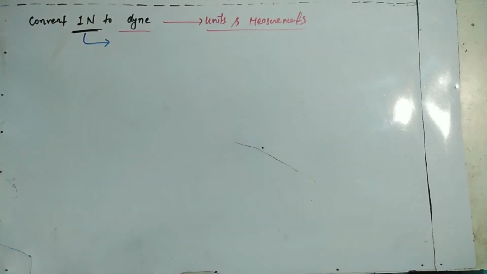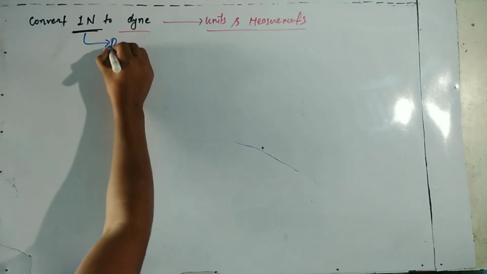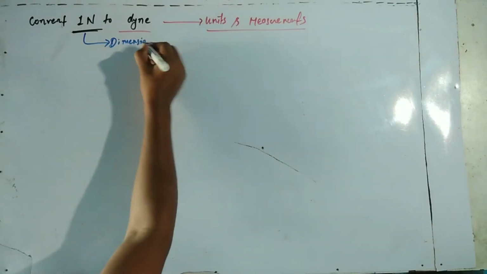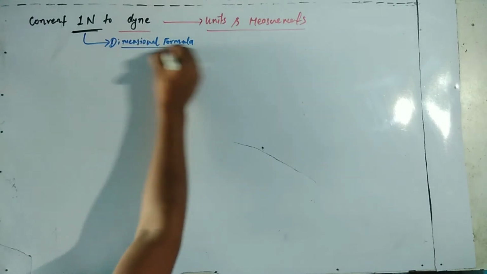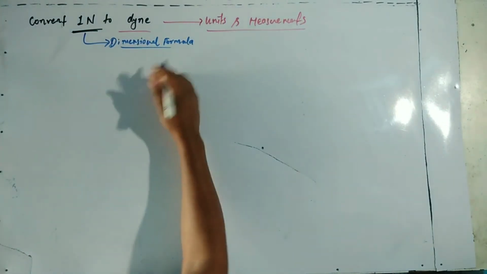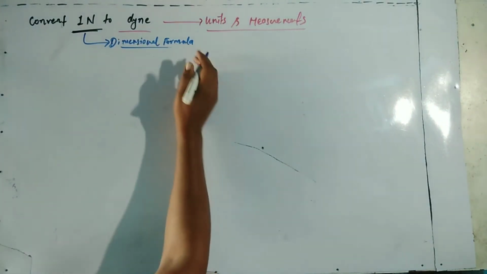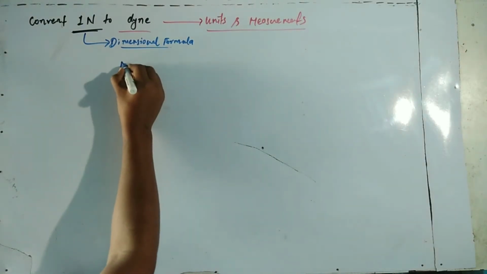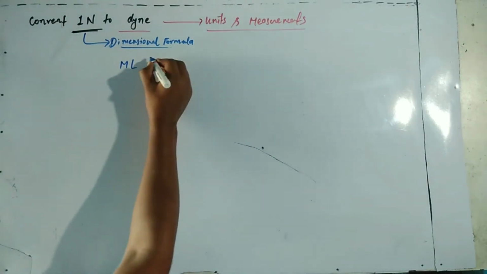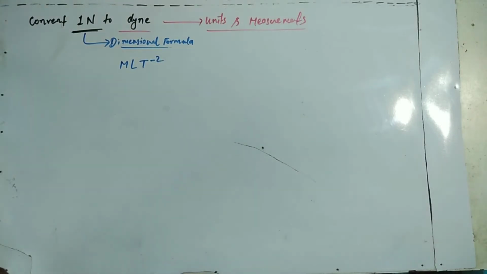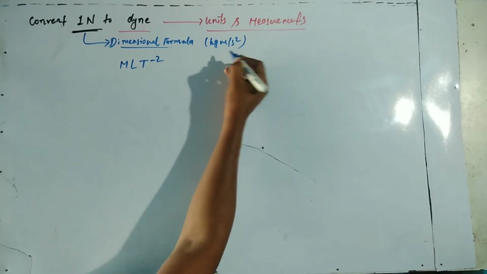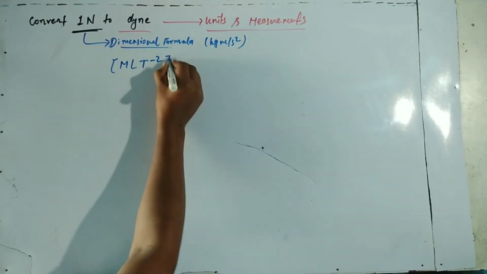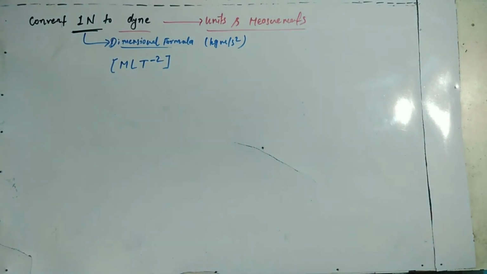Take 1 Newton. So 1 Newton is equal to 1 kg meter per second square. Then its dimension formula will be M L T power minus 2, because its SI unit is kg meter per second square.